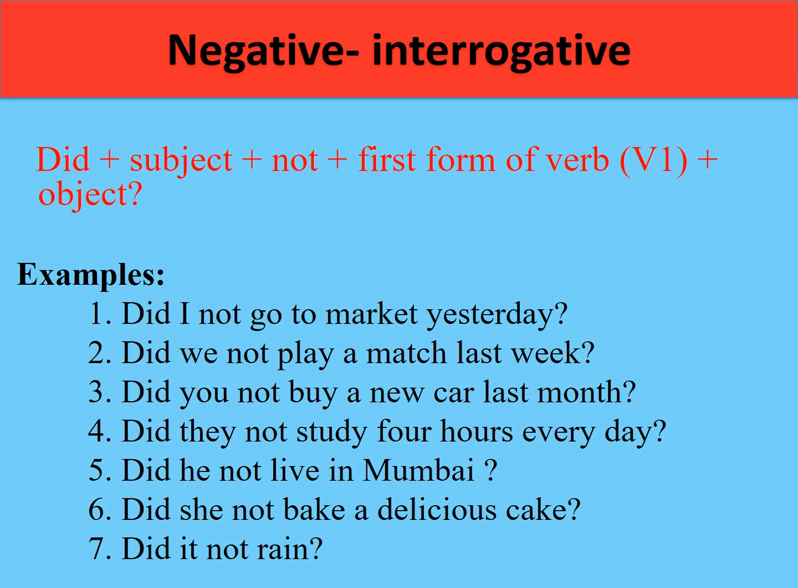In the negative interrogative sentences, we will add did before the subject and not after the subject. The rule is did plus subject plus not plus first form of verb plus object, then question mark. For example, did I not go to market yesterday?